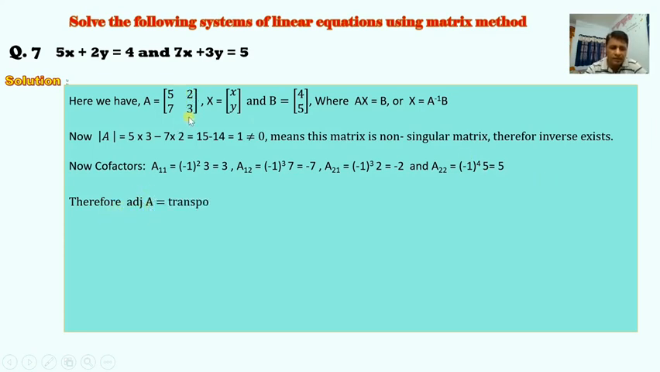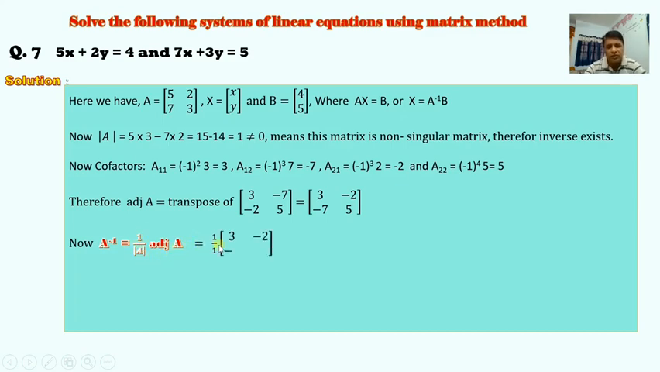Therefore, adjoint of this matrix A is equal to the transpose of all these elements. We are writing the same: 3, minus 7, minus 2 and 5. So we will write this row into column: 3, minus 7 over here, and minus 2 and 5. Now, A inverse, first of all, we have to find the inverse of this matrix, 1 upon determinant A into adjoint of A. The value of determinant A is 1. So 1 and then adjoint of A, this thing: 3, minus 7, minus 2, which is nothing but the same matrix only.